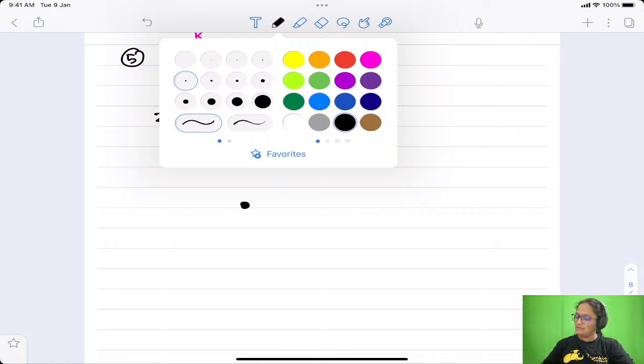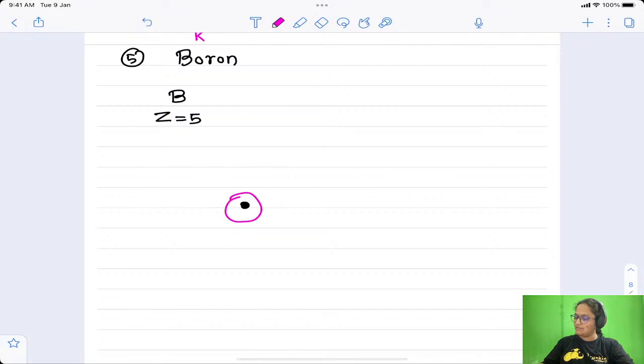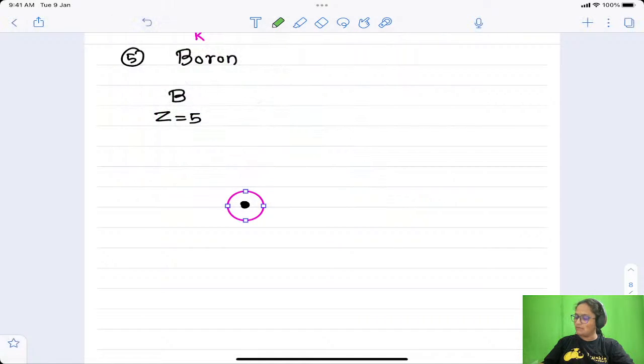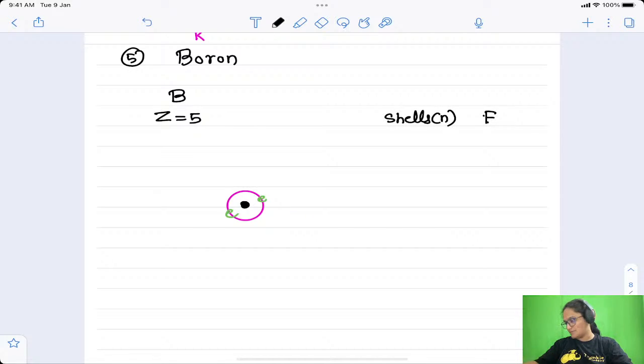And then first 2 electrons will enter the first shell like this, 1 and 2. So these are the first 2 electrons. So here I'll write down shells, symbol and electrons.